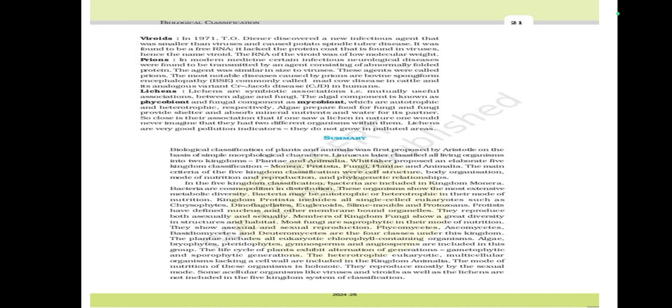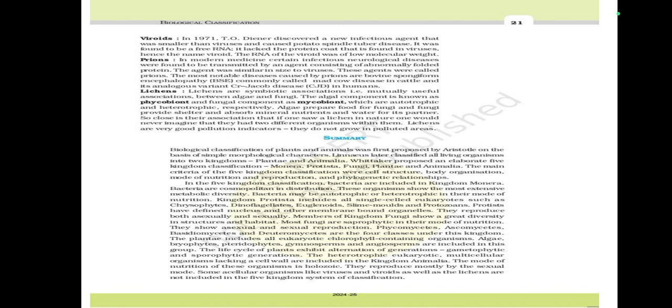Bacteria are cosmopolitan in distribution. These organisms show the most extensive metabolic diversity. Bacteria may be autotrophic or heterotrophic in their mode of nutrition. Kingdom Protista includes all single-celled eukaryotes such as chrysophytes, dinoflagellates, euglenoids, slime moulds, and protozoans.